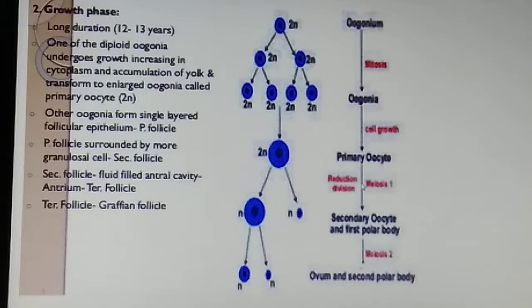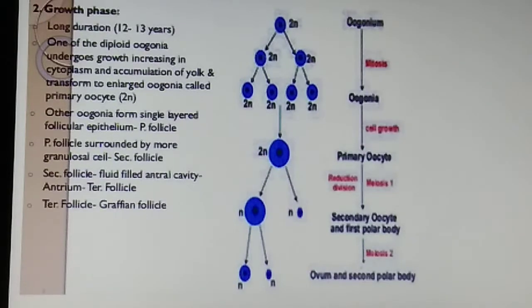Now students, other oogonia form a single layered follicular epithelium, that is known as primary follicles, and these primary follicles surrounded by more granulosa cells are known as secondary follicles. Now this secondary follicle is a fluid filled follicle with a cavity that is known as the antral cavity. Fine. Which becomes the tertiary follicle. And finally this tertiary follicle forms the Graafian follicle.